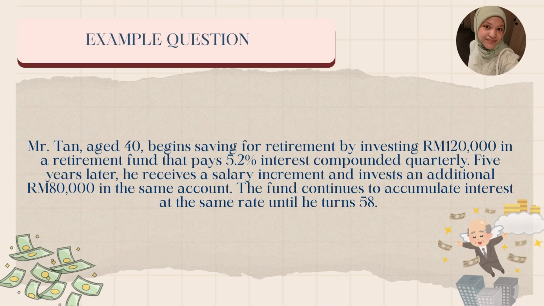Mr. Tan, in his 40s, began saving for retirement by investing 220,000 in a retirement fund that pays 5.2% interest compounded quarterly. 5 years later, he received a salary increment and invests an additional 80,000 ringgit in the same account. The fund continues to accumulate interest at the same rate until he turns 58 years old. Let's calculate the total value of Mr. Tan's retirement fund.